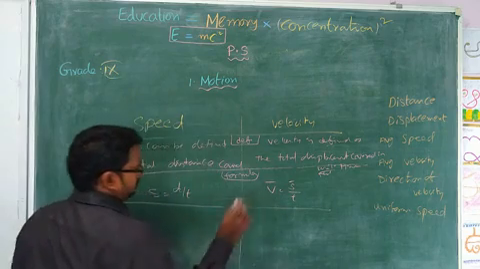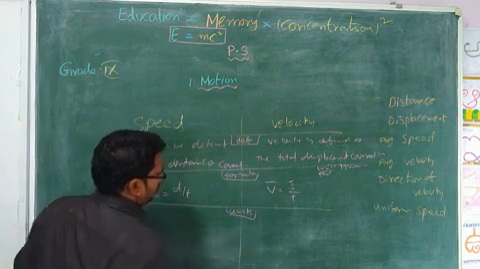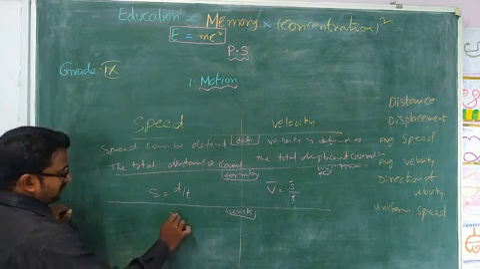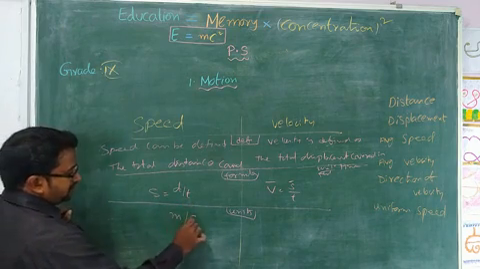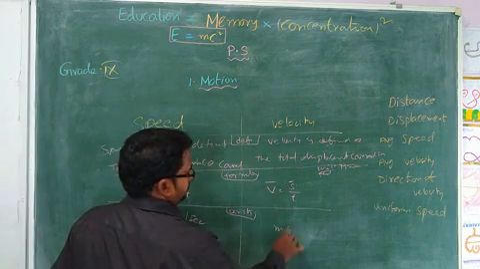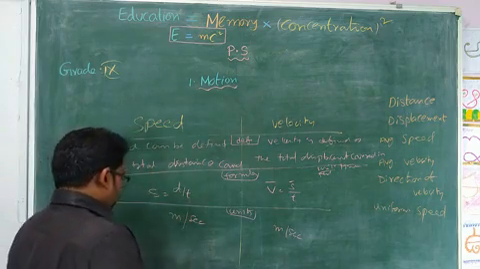After the formula, units. What are the units here? Distance units is meters. For time, the unit is second. Here also displacement is in meters, and velocity is meters per second. And the last one.